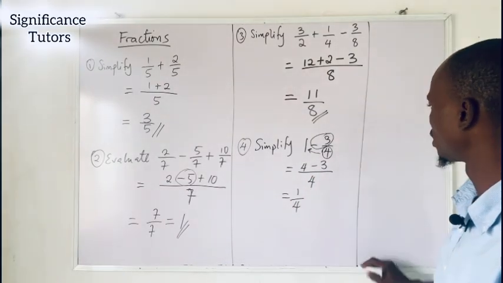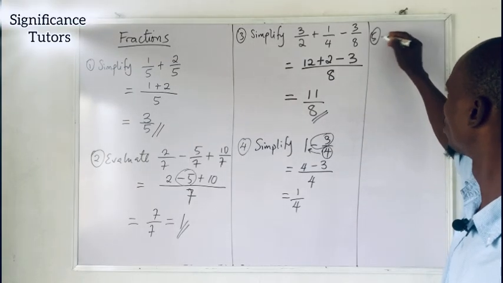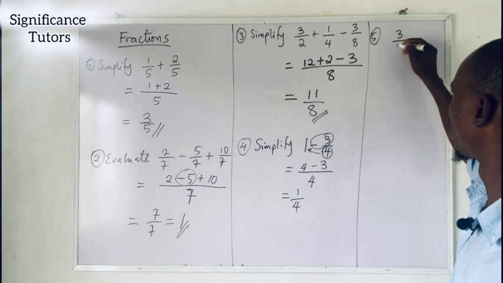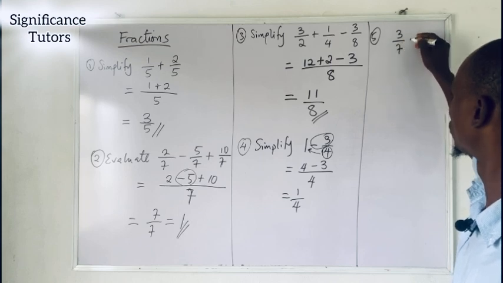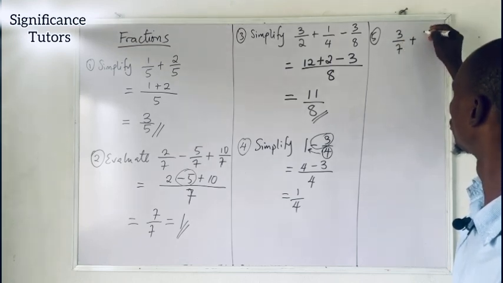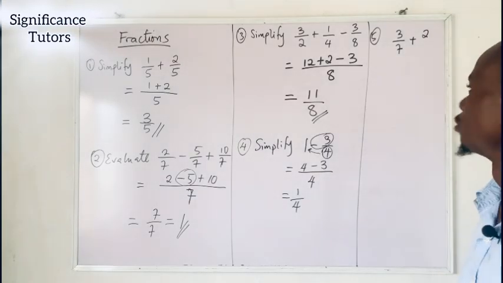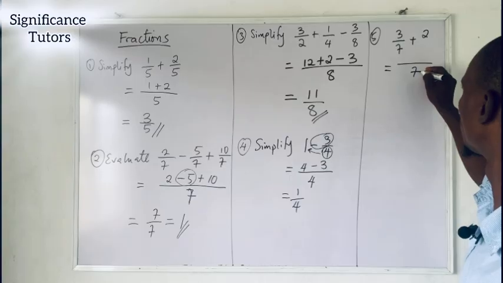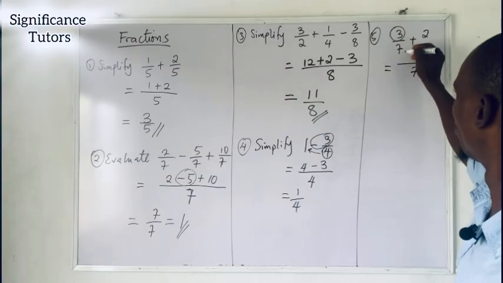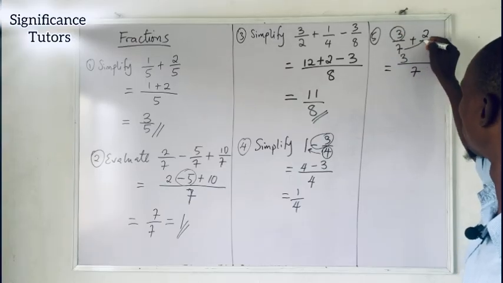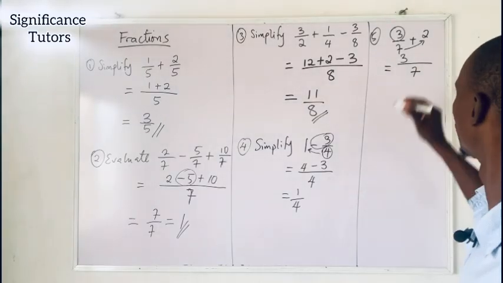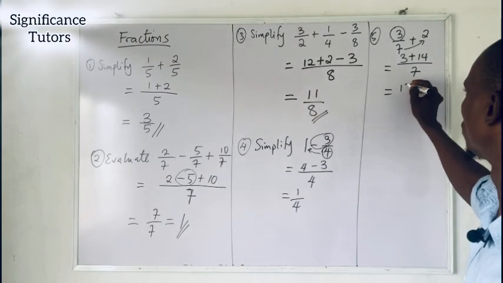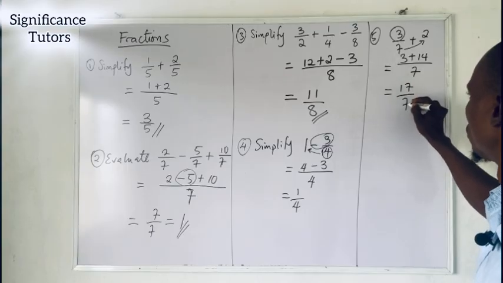To make it convincing, let's take another example where we have 3 over 7 plus 2. So the LCM is the denominator. The numerator remains. You multiply the denominator and the whole number. 7 times 2, 14. So our answer will be 17 over 7.